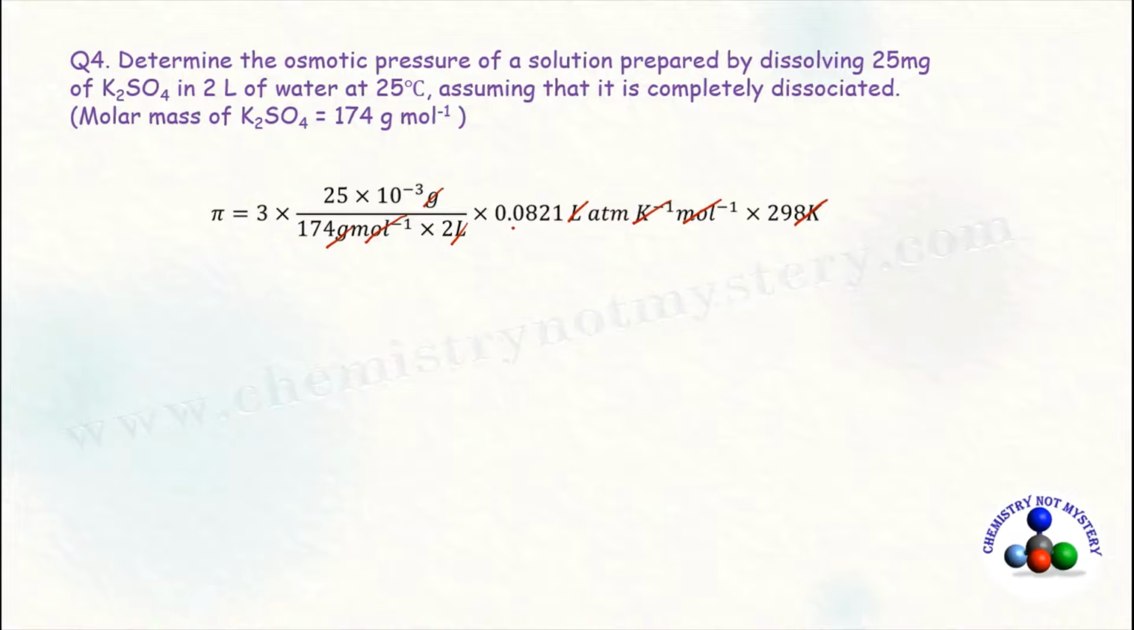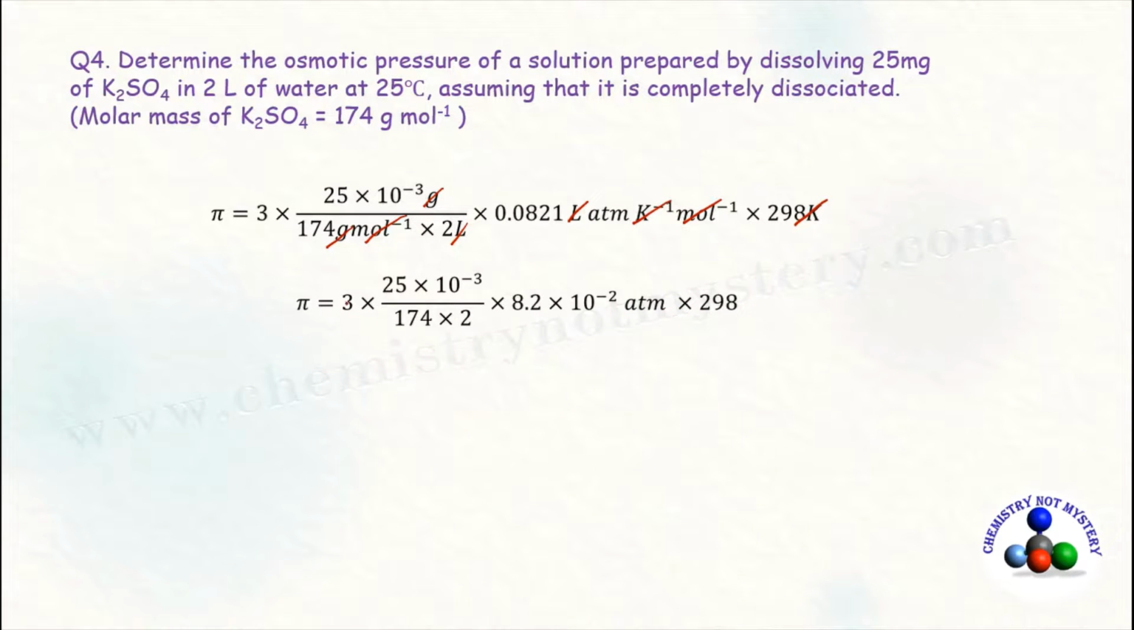Now convert this 0.0821 into scientific notation for the ease of calculation. So here you will get pi is equal to 3 into 25 into 10 raised to minus 3 divided by 174 multiplied by 2 multiplied by 8.2 into 10 raised to minus 2 atmosphere multiplied by 298.